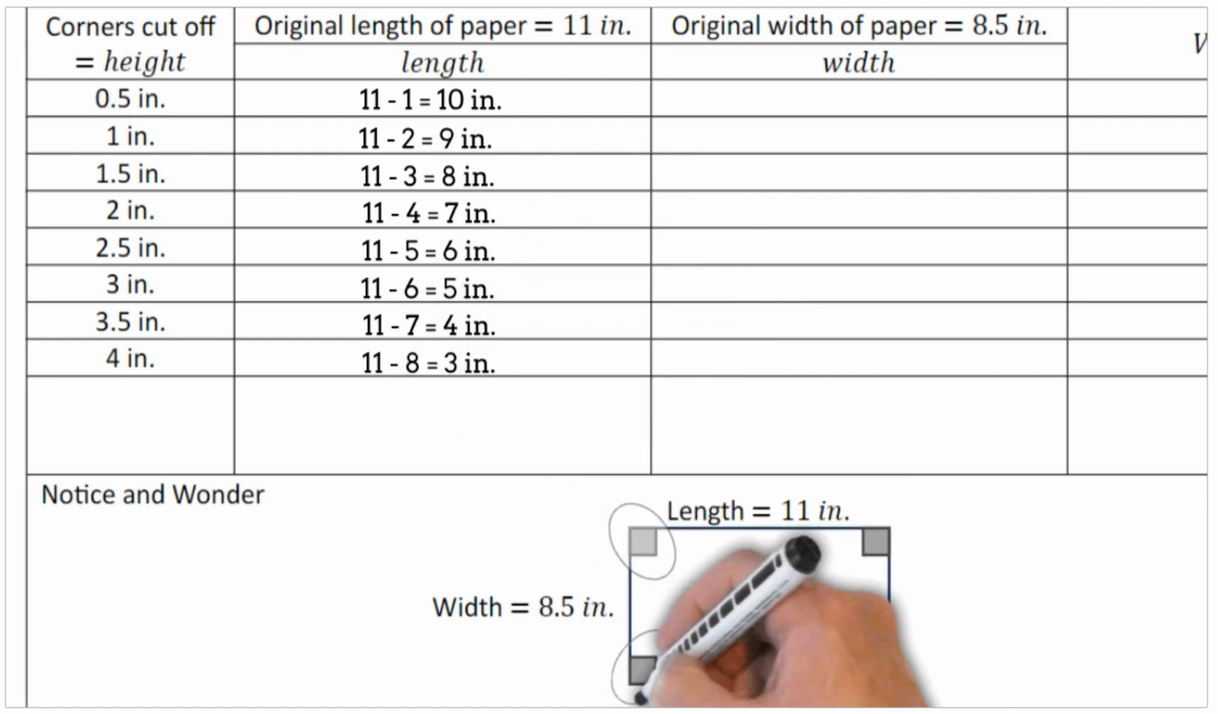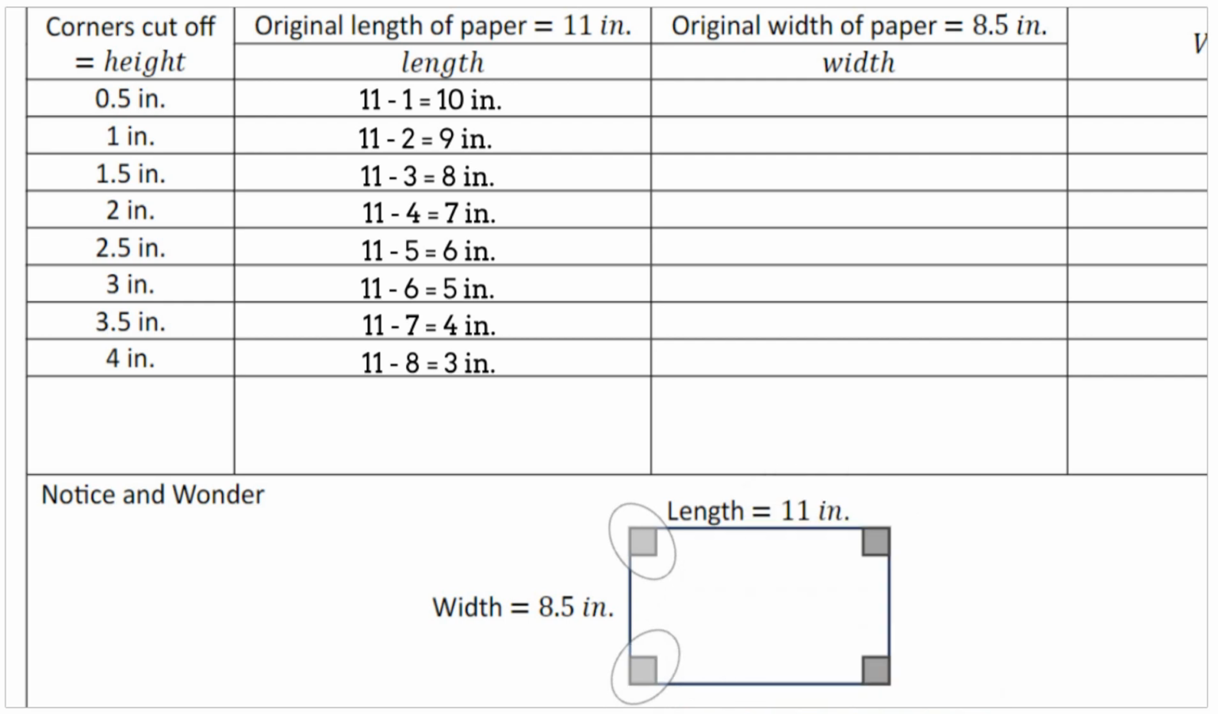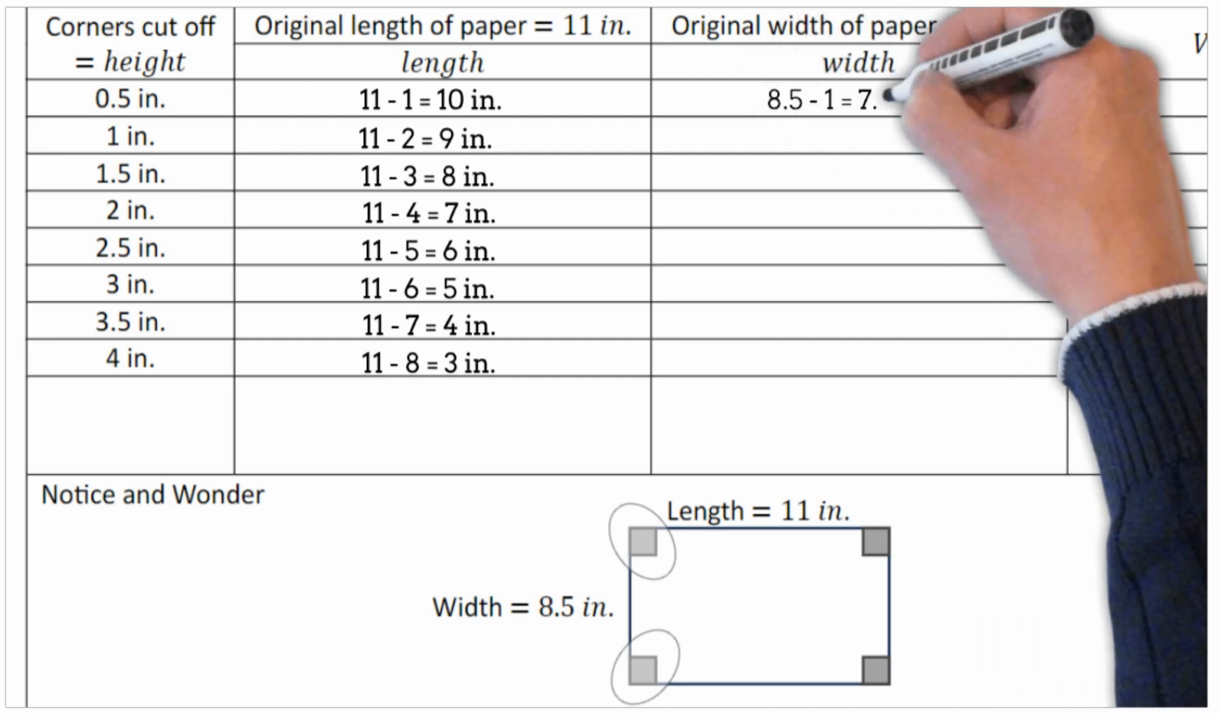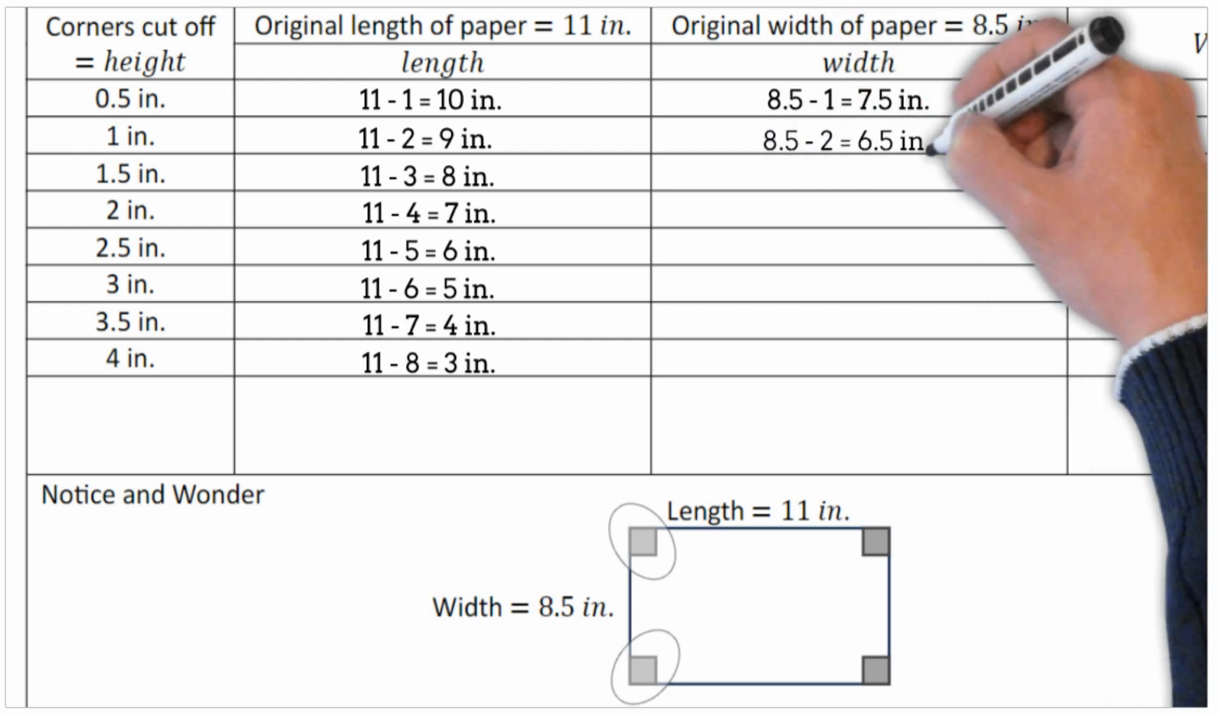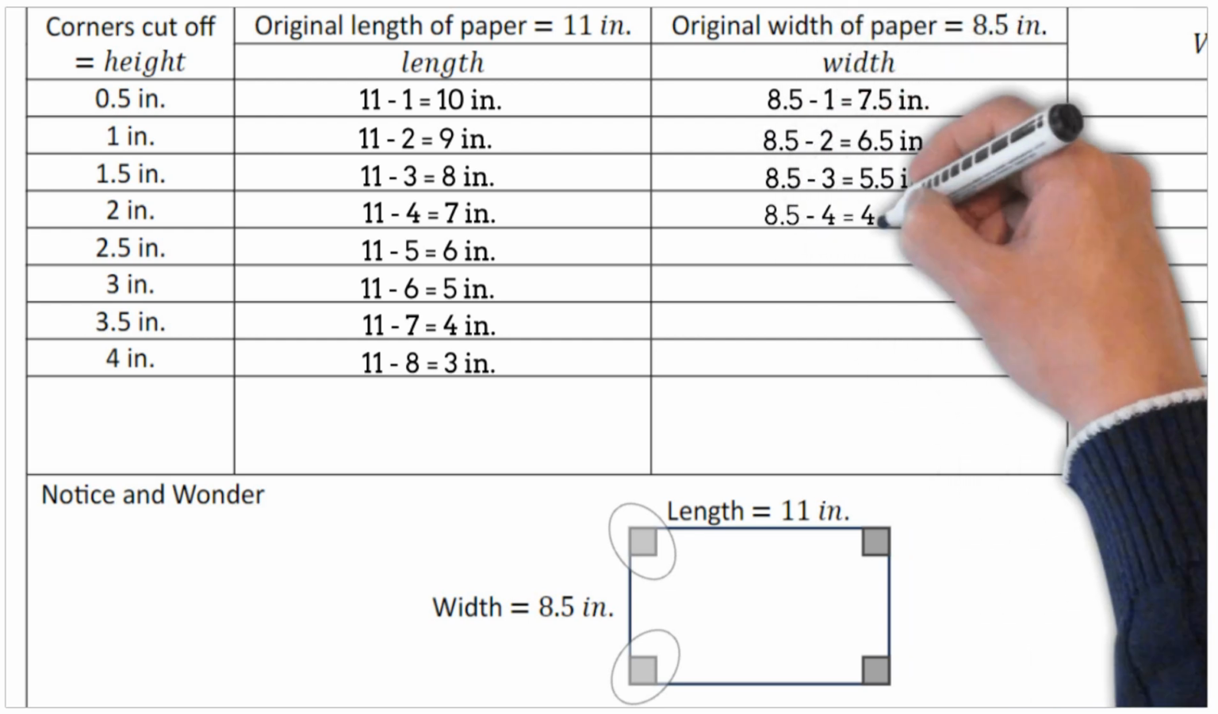Now the same thing happens when you look at the measurements for the width. You're still going to cut off 1/2 inch, but that will now be a full inch off of the 8.5 measurement. And again, the pattern resumes as you go down the column.